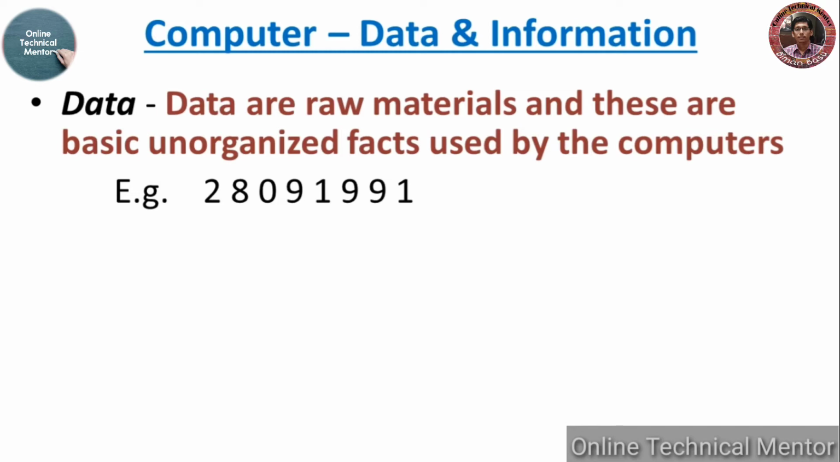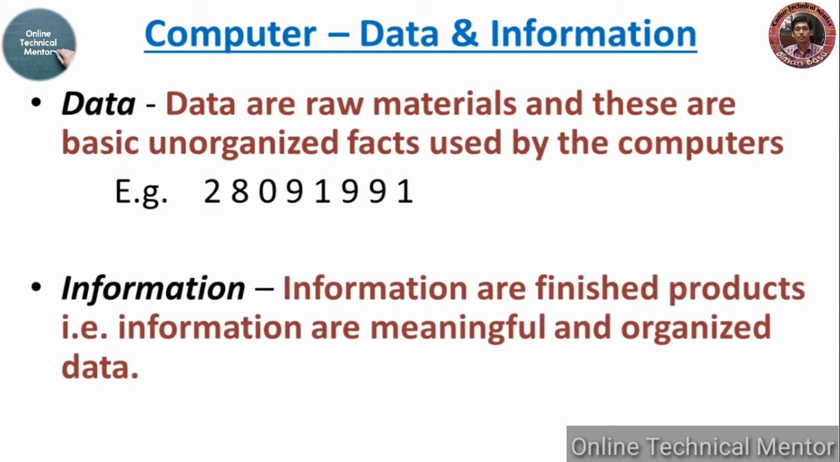It may be a currency, it may be a weight, it may be a distance. So when this number is written in an organized way, that means you have to write this number along with some attributes or with some symbol so that it will be meaningful to you. Now, information are finished products, that is, information are meaningful and organized data. So when the above number is written like this, that means it is a calendar date.